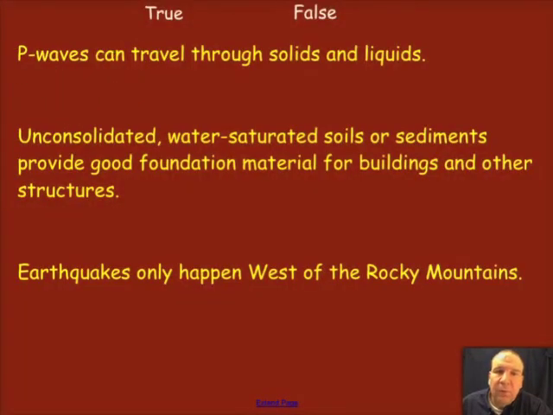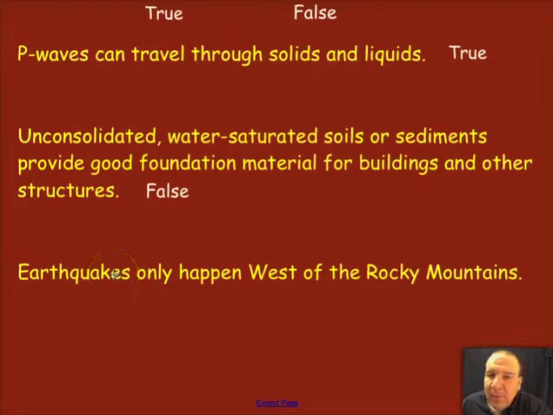So here's some more true and false. P waves can travel through solids and liquids. That's true. It's the S waves that can't. Unconsolidated water saturated soils or sediments provide good foundation material for buildings and other structures. That's false. We just had a whole liquefaction lab.